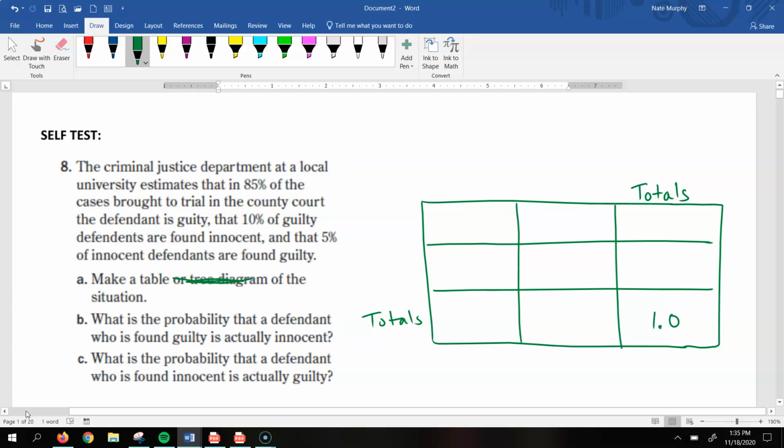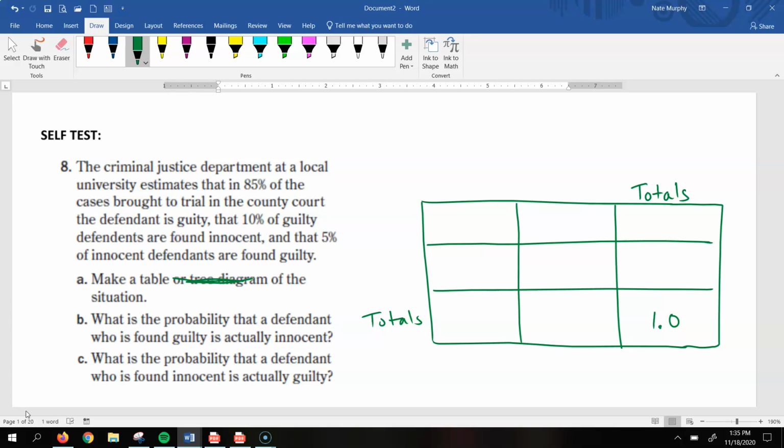It says, the Criminal Justice Department at a local university estimates that in 85% of the cases brought to trial in the county court, the defendant is guilty, and that 10% of guilty defendants are found innocent, and 5% of innocent defendants are found guilty. So we're going to set up our table.